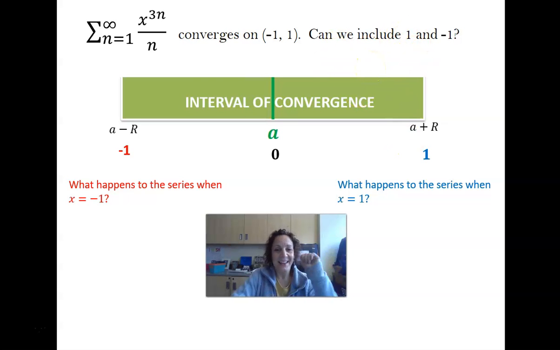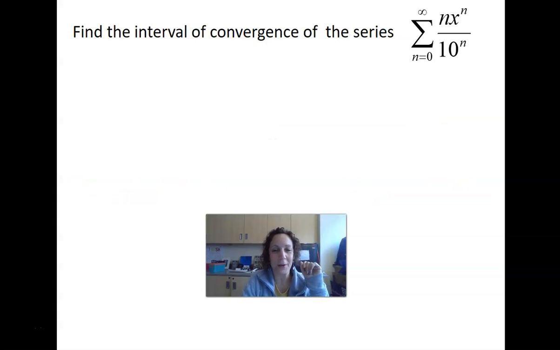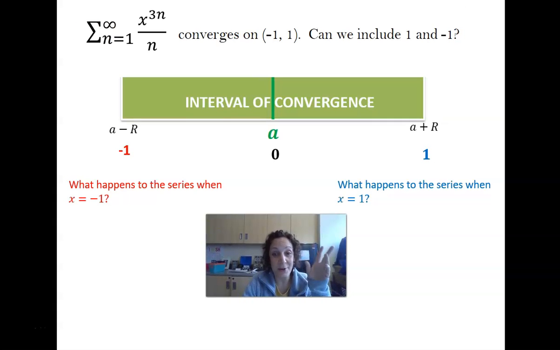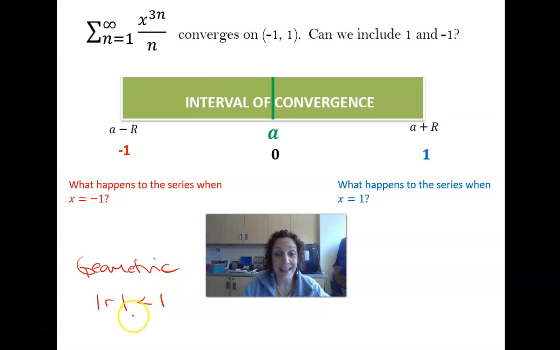Now, if they ask you to find interval of convergence or radius of convergence, there's the word I want. There's only two ways to know that. The first way is that you have a geometric series, in which case, as long as the absolute value of your r is less than 1, you're going to have convergence, right? So if you have a geometric, you just take your common ratio less than 1, that's going to give you your interval of convergence, right?